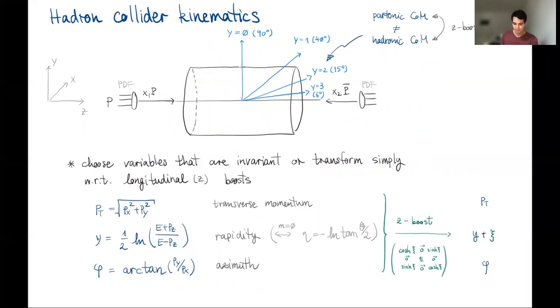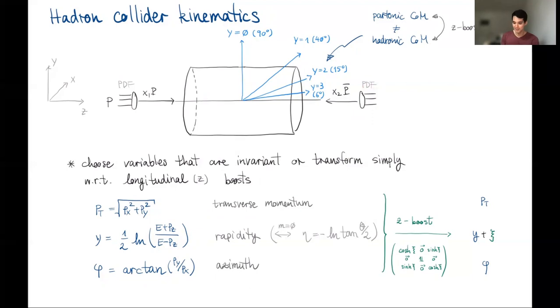So given that I'm colliding hadrons, and I have so-called parton distribution functions, which tell me with what kind of probability I will get a parton out of this proton that carries some momentum fraction x1 and x2. But I cannot experimentally set up the collision in such a way that I can fix this x1 and x2.